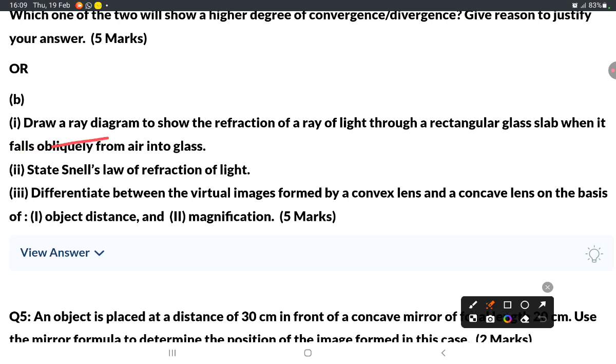See, draw a ray diagram to show refraction of a ray of light through a rectangular glass slab, when it falls obliquely from air into glass. So what does obliquely mean? Which makes some angle, right? For example, just imagine, I will draw a simple diagram. I will try it. Either it may become perfect or not, I don't know. Imagination is important.